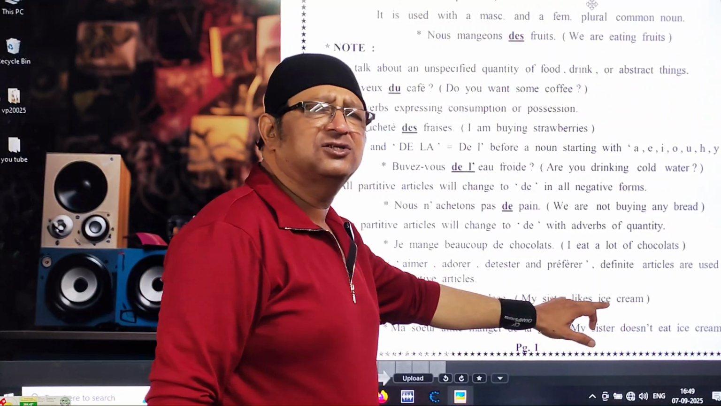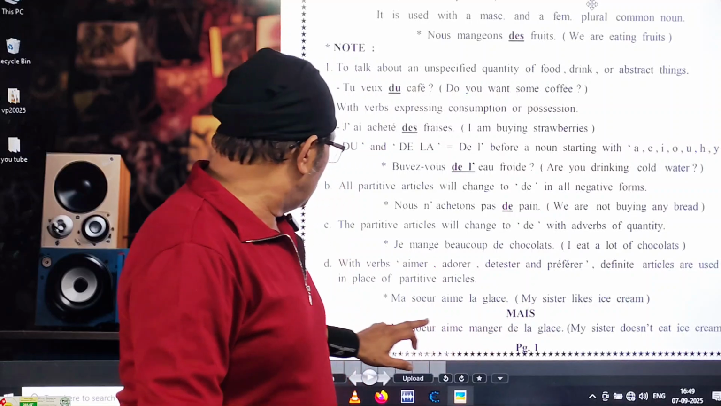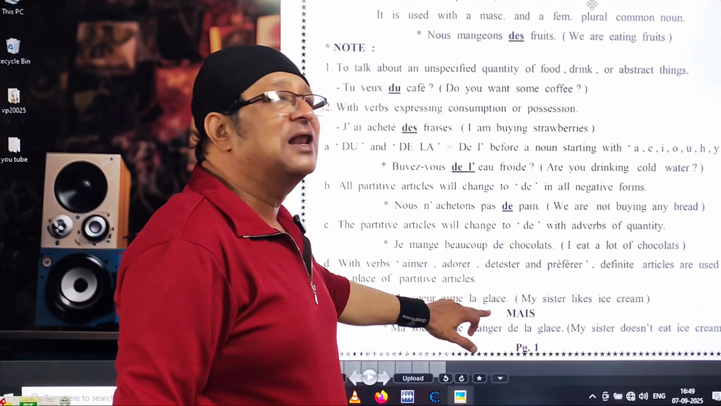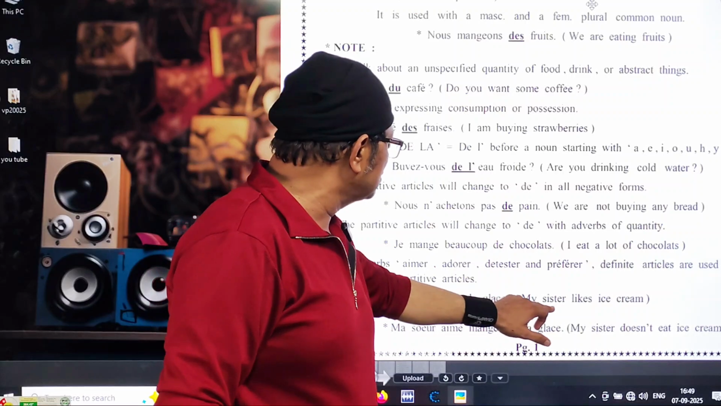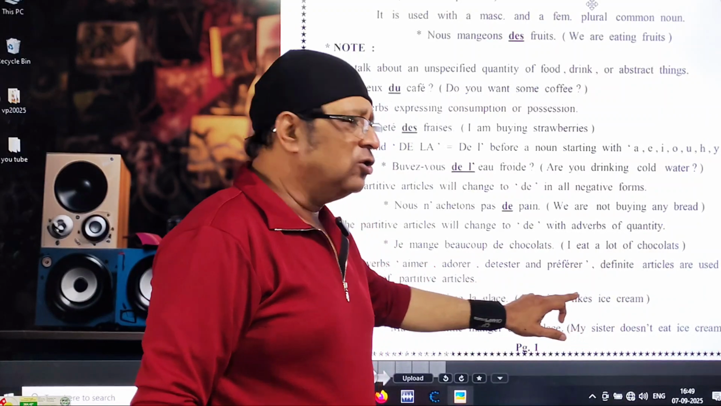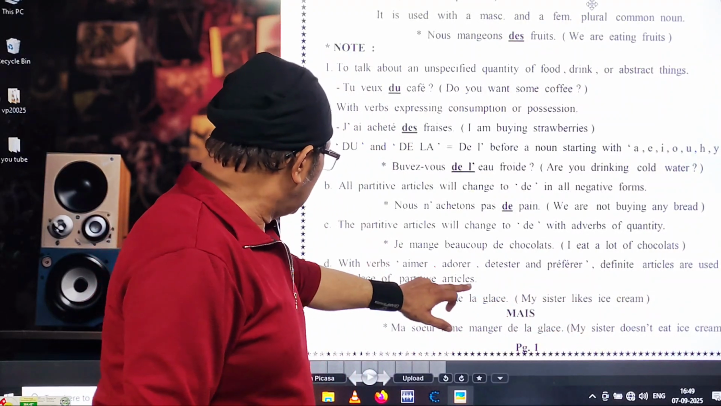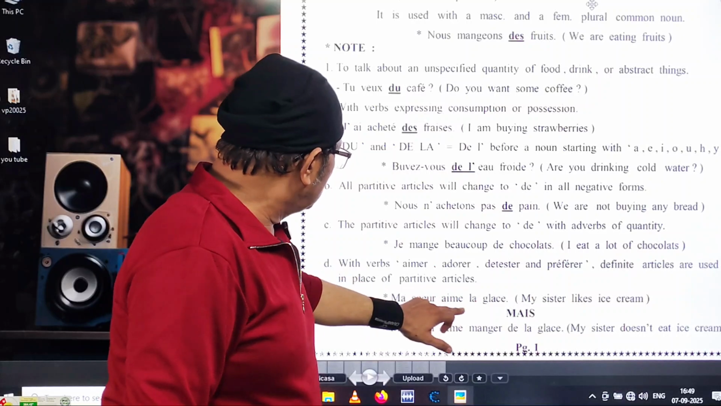My sister likes cake. Ma sœur aime la glace. My sister likes ice cream. Okay, so here you can see the verb aimer is there, so we will use definite articles.